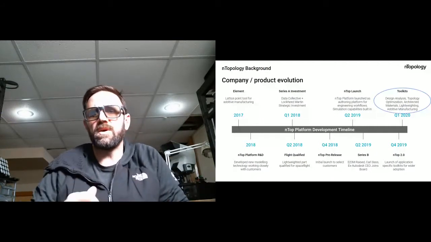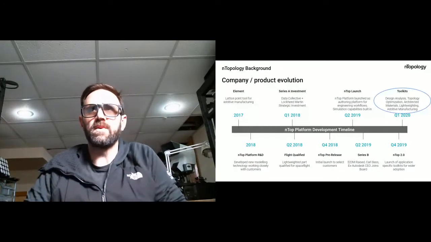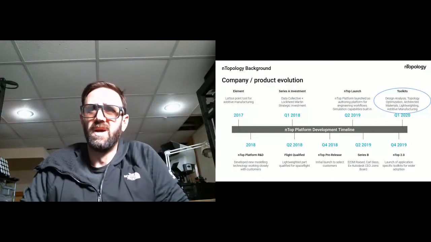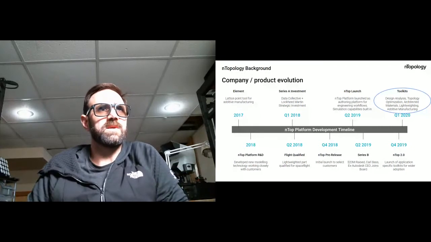The idea is that we have an interface that allows you to prepackage workflows. And we've done some of those for our most common use cases and for our customers. So we'll talk a little bit about that.